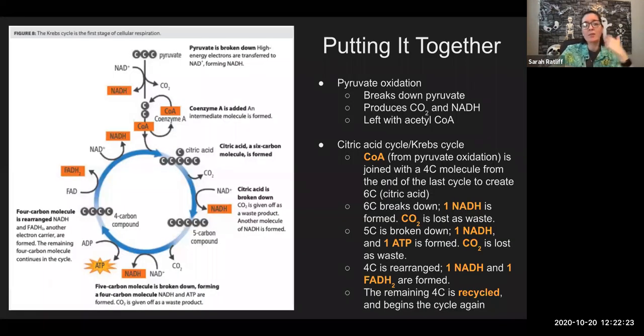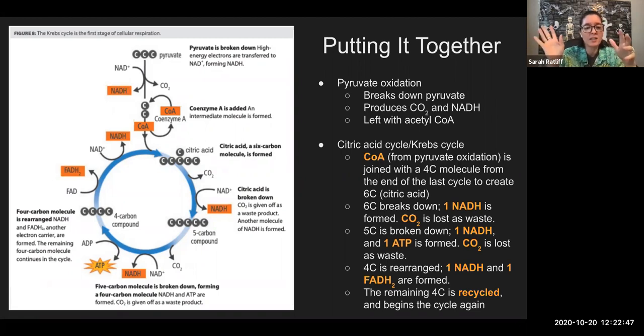So let's put it all together. Pyruvate breaks down into CoA. Those carbons are conserved by creating carbon dioxide that gets exhaled. We don't need that. The CoA then moves into the Krebs cycle, where it joins up with the remnants of the past cycle, a 4C compound, creating a 6C compound called citric acid.